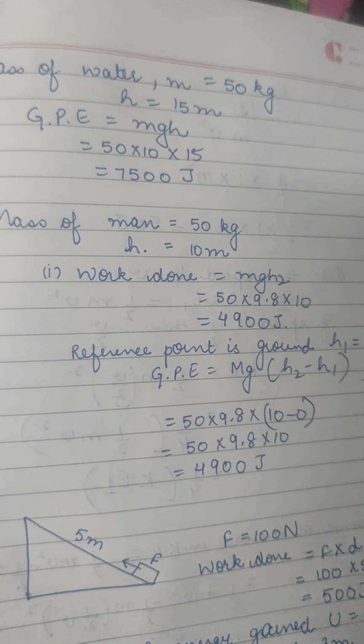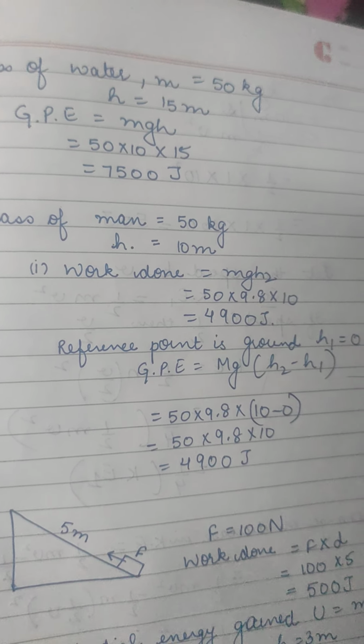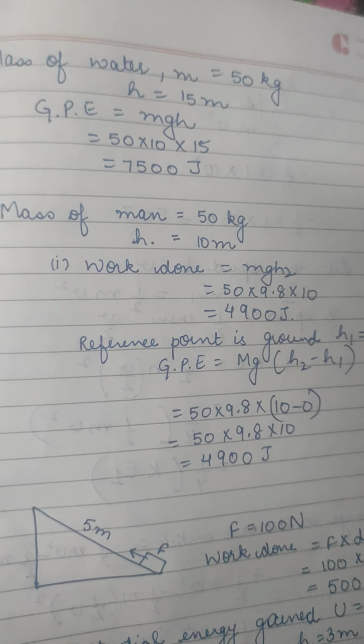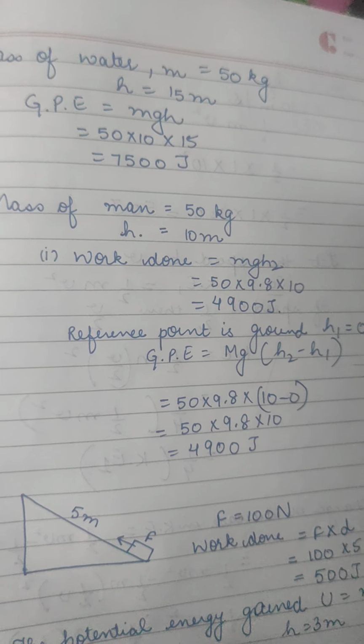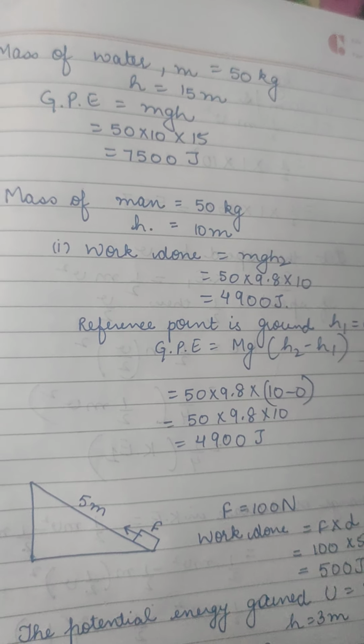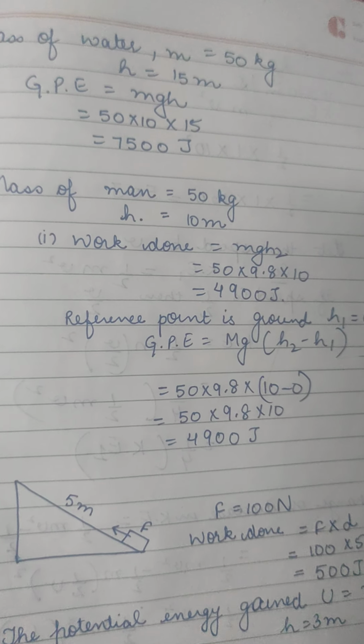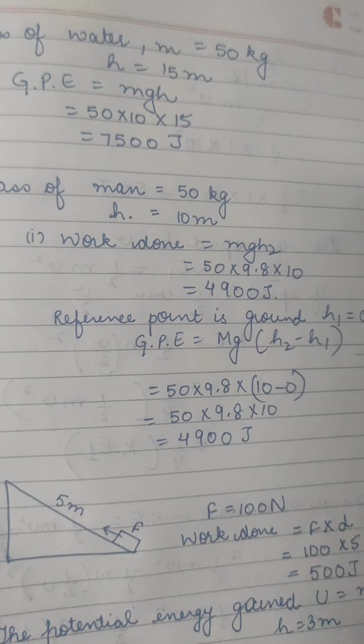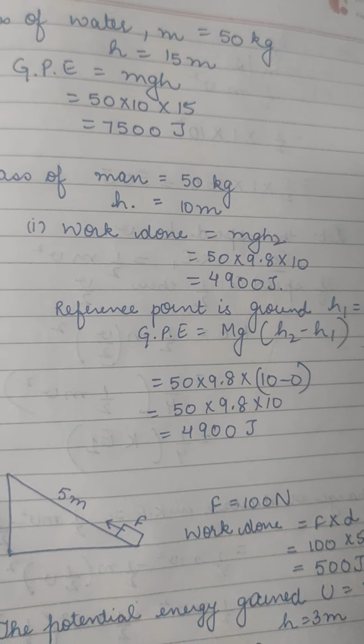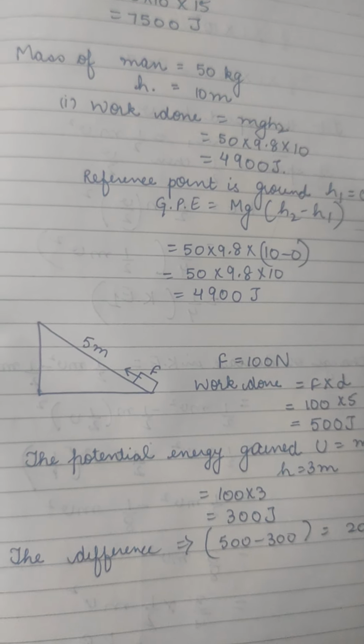So the work done or energy is mgh, that is 4900 joules. Work done is equal to energy. The increase in potential energy is mgh2 minus mgh1, where h1 is already given as 0. So the answer will remain the same.